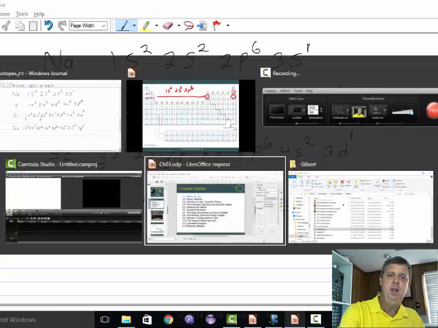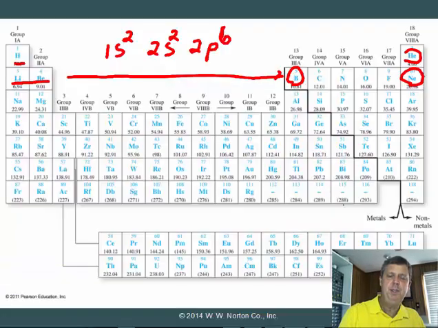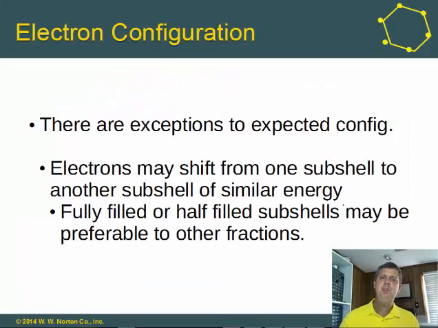So, back up there. There are some exceptions to the expected configurations. This is because in some cases electrons shift from one subshell to another to find a more stable configuration.